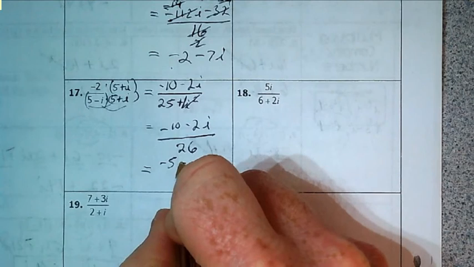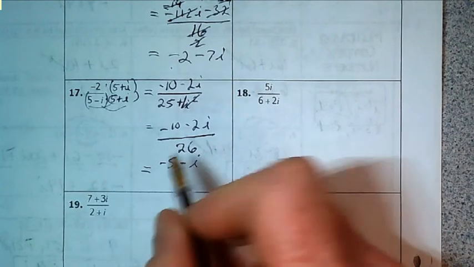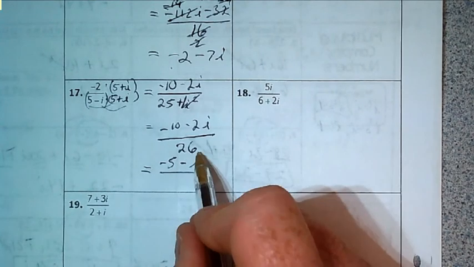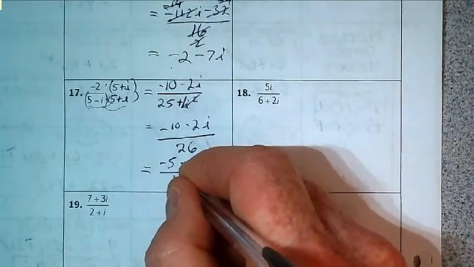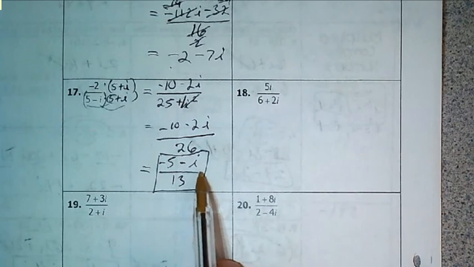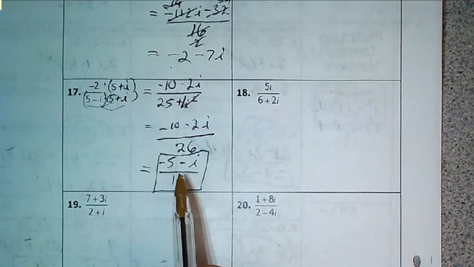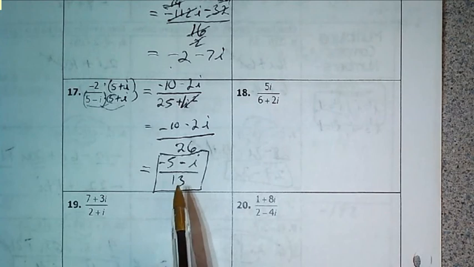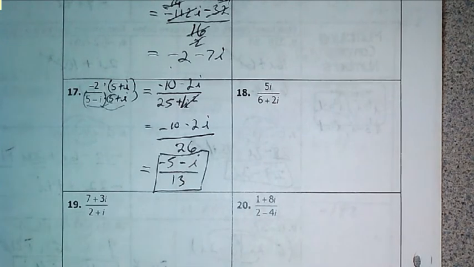Just negative I, right? And then 26 divided by 2 is 13. Now, look at this form here. I'm going to let you leave it in this form, but this is not what people would classify as the purely standard form. This is technically not in standard form.